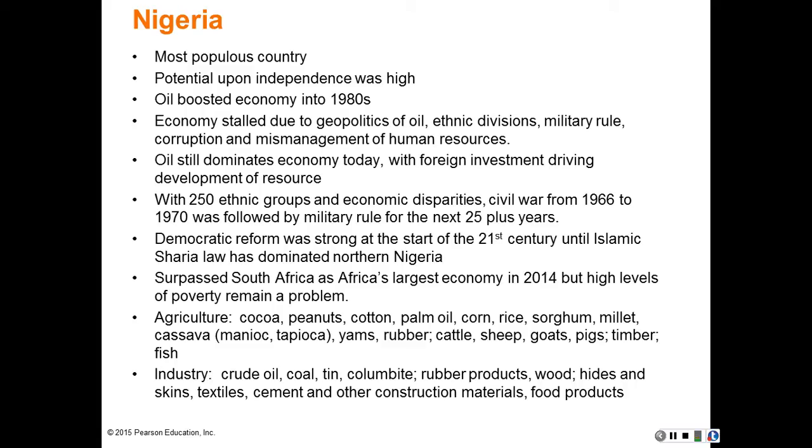Agricultural products include cocoa, peanuts, cotton, palm oil, corn, rice, sorghum, millet, cassava, yams, and rubber. Also, cattle, sheep, goats, and pigs are important. Fishing is an important economic activity, and timber also provides an important contribution to the agricultural economy. Industry includes crude oil, coal, tin, columbite, rubber products, wood, hides and skins, textiles, cements, and other construction materials, and food products.